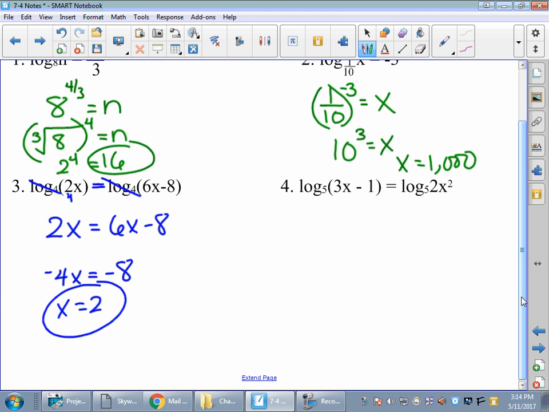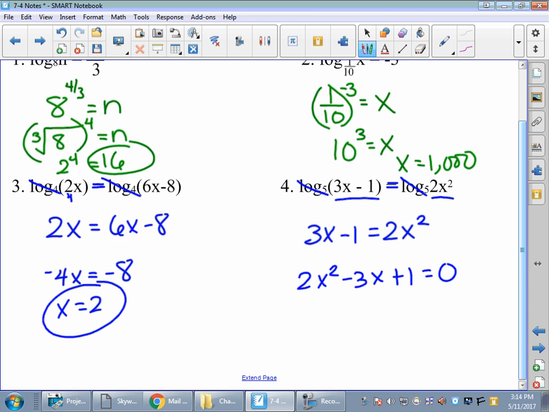In this last example here, I have two balanced sides. They say that they're equal. The log base 5 of this is equal to the log base 5 of that. So I can just eliminate the logs and say this is equal to that. Now this one has a squared term, which tells me I'm probably going to have to factor. So I'm going to bring the 3x and the 1 over. So I get 2x squared. I'm going to subtract 3x and add 1, so it equals 0.